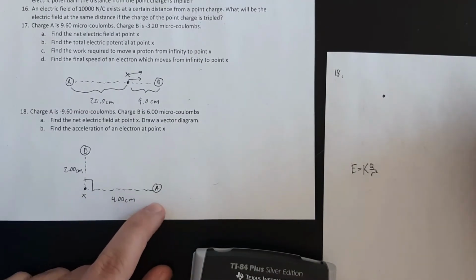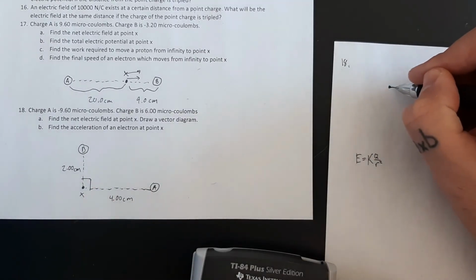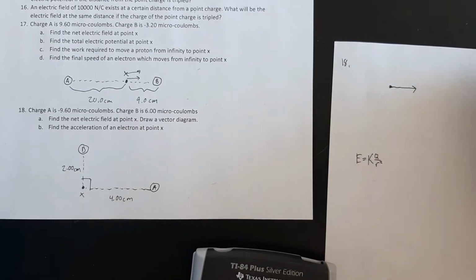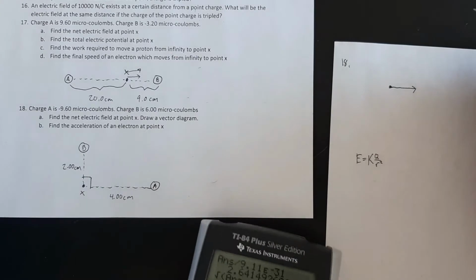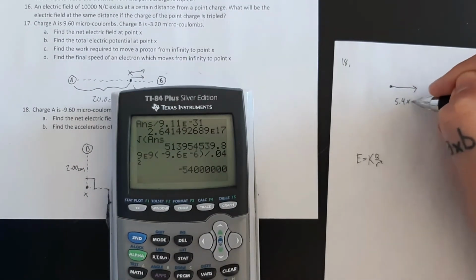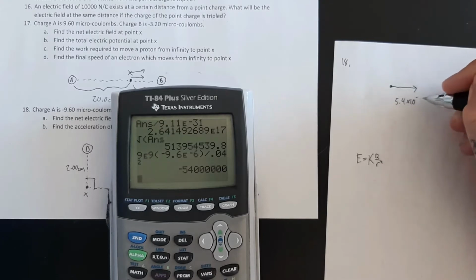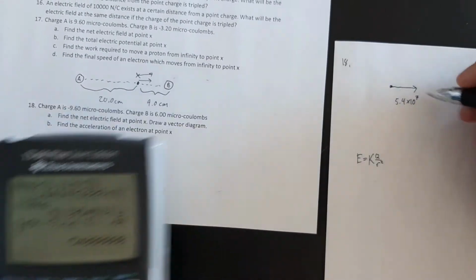Okay, so a negative field means an attractive field. If we're looking at just the field being produced by A, it is trying to pull anything in position X to the right. And it's pulling with an electric field of 5.4 times 10 to the 7th. Okay, so we've got that field there.